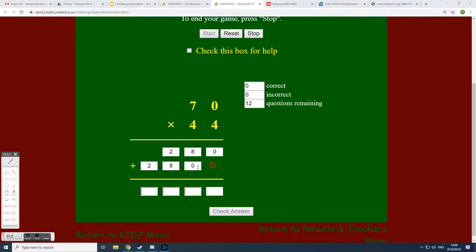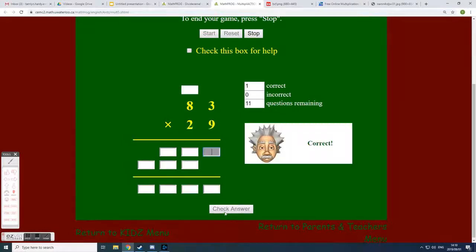All right, now we're going to add these together. 0, 8, 10, and then 3. Correct! Gorgeous.